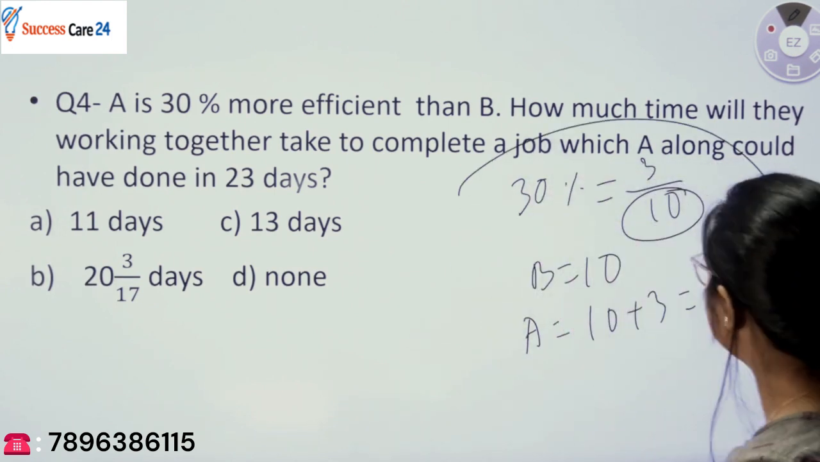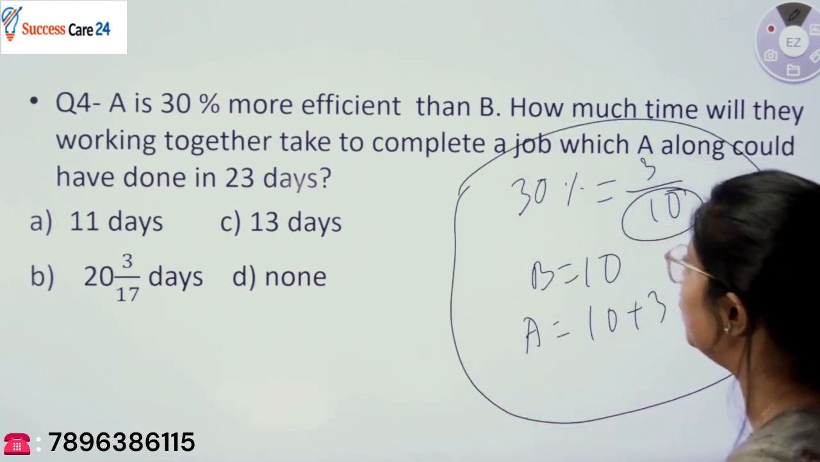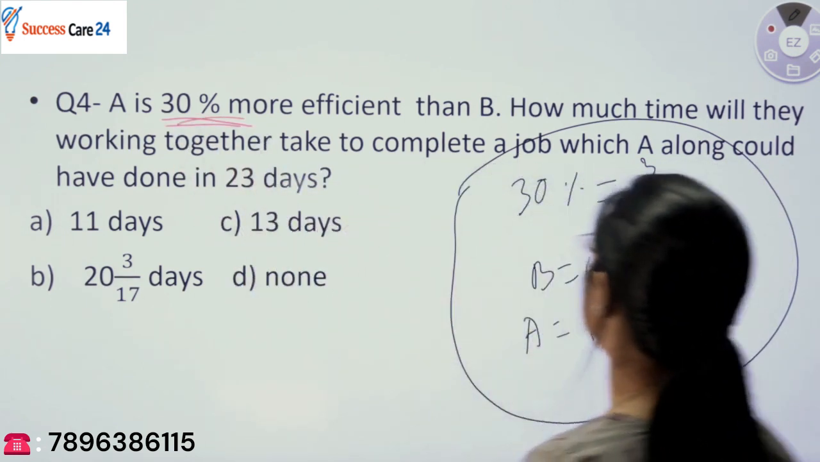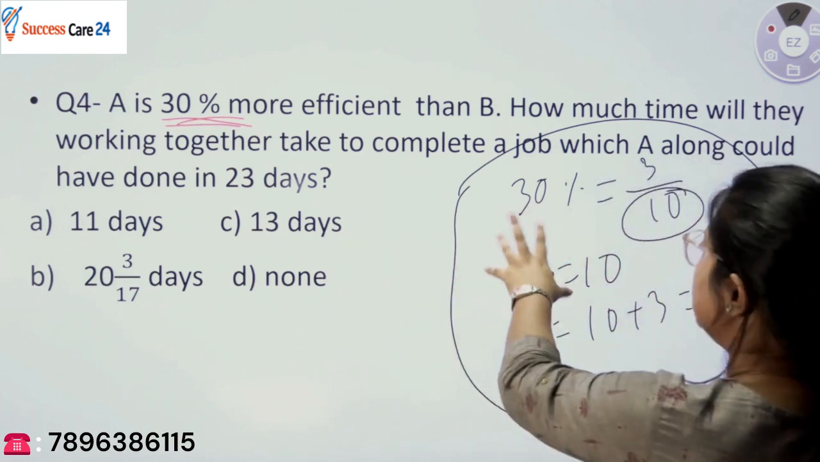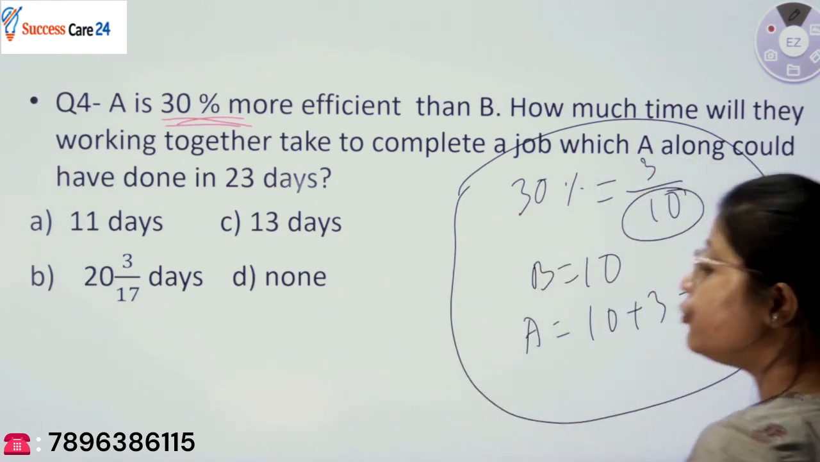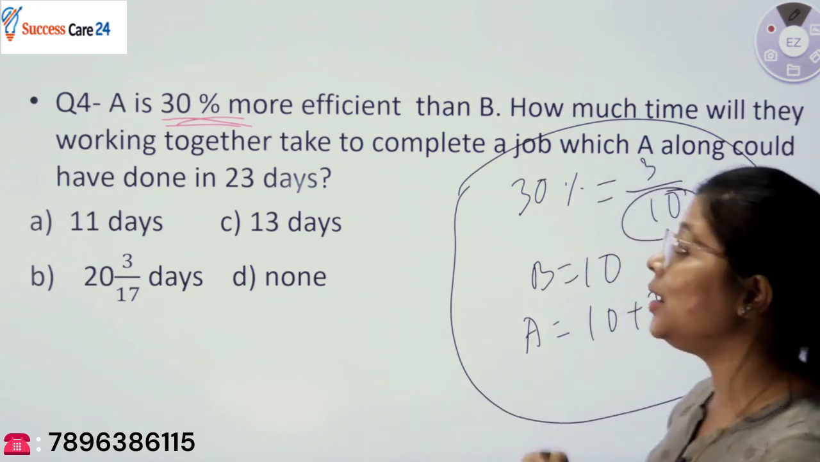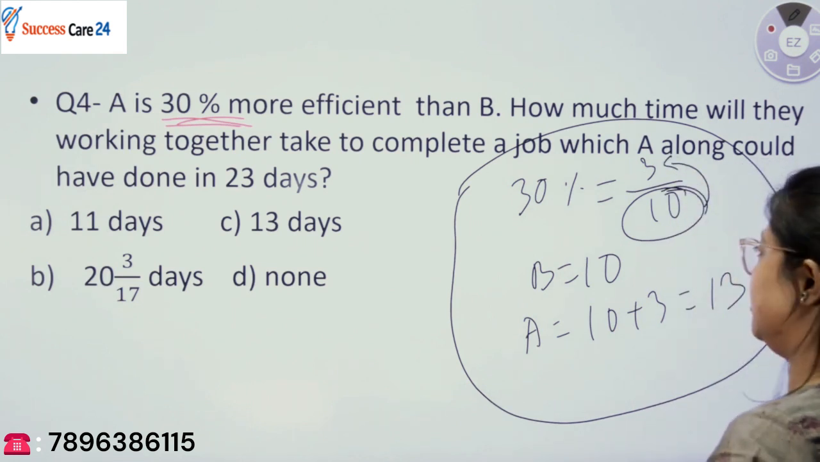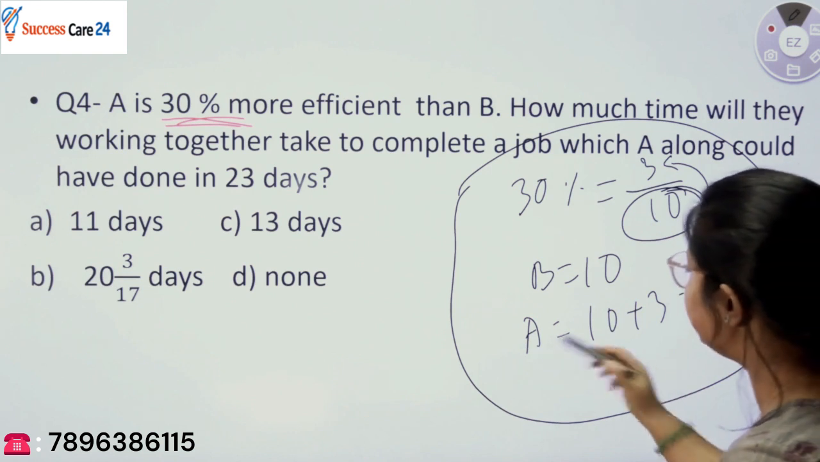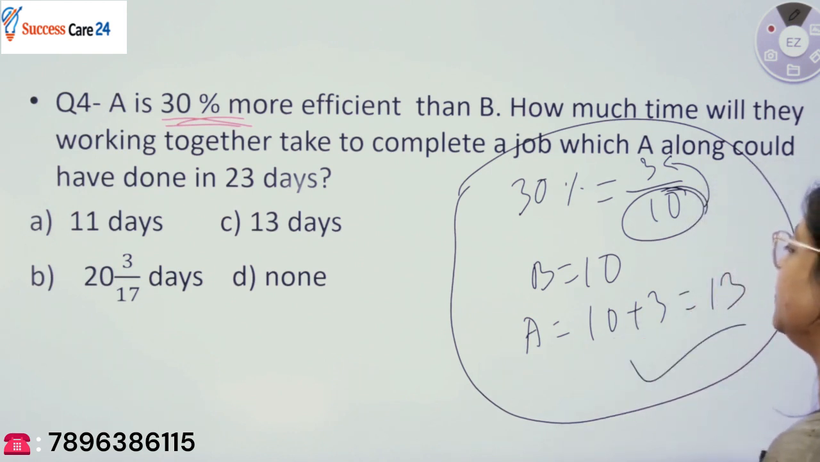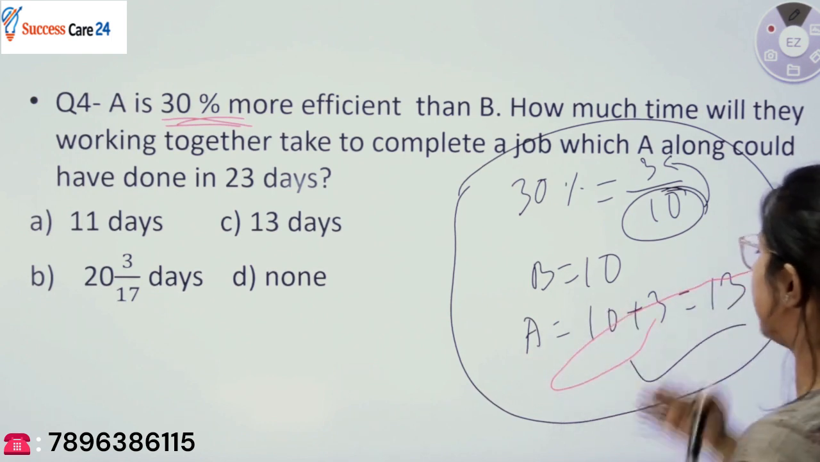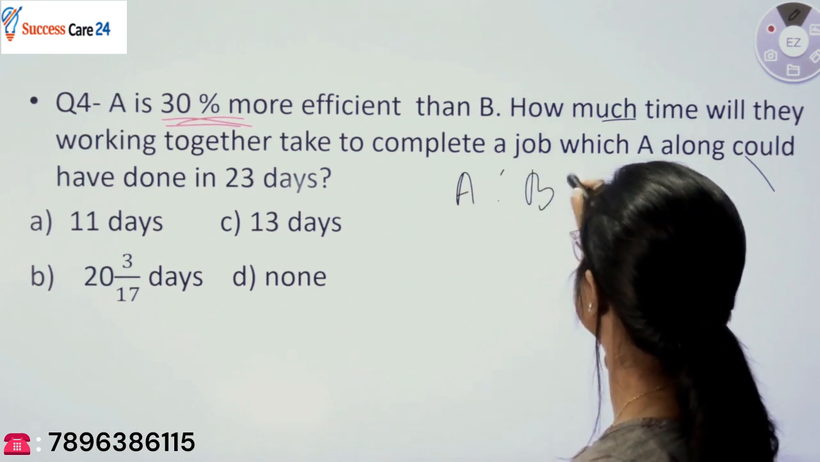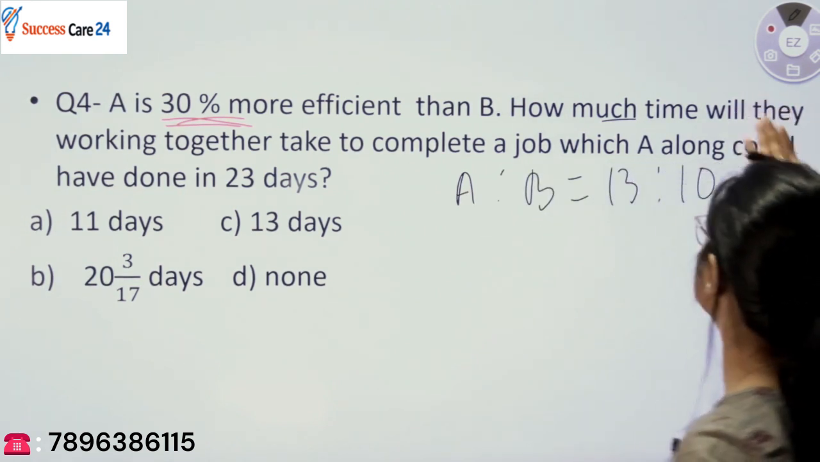So this is another concept from percentage. I've already taught you in your previous video. Because you are given 30% more efficient, we know the fractional value for 30% is 3 by 10. So if we take the efficiency of B to be 10, then A is 30% more. So how much more in 10? 3 more in 10. That means the efficiency of A would be 10 plus 3, 13. So from here we get the ratio of efficiencies of A and B. So A and B's efficiency ratio is 13:10.